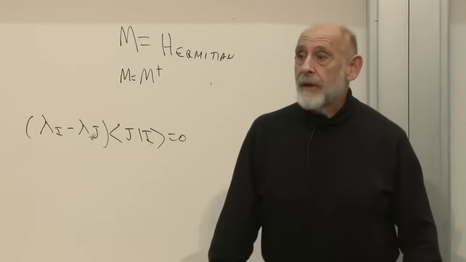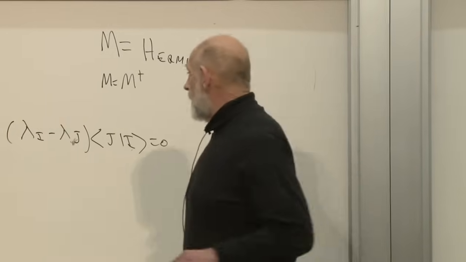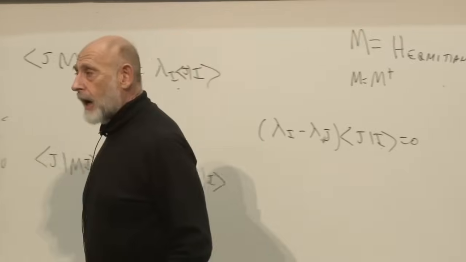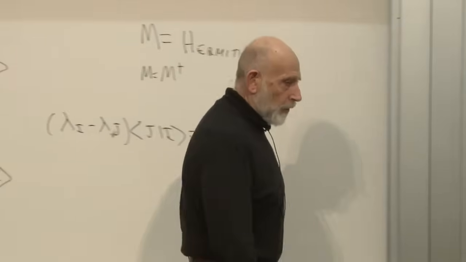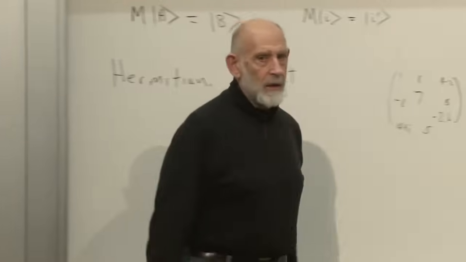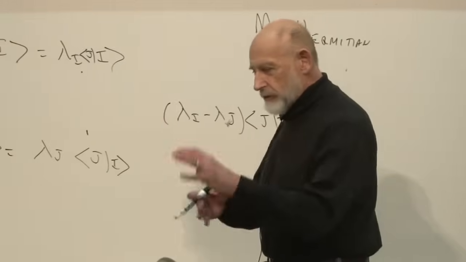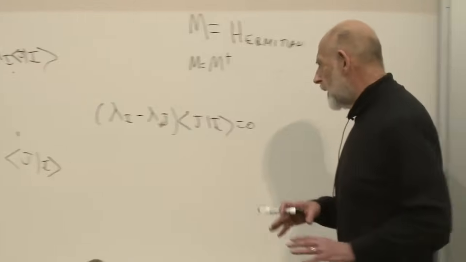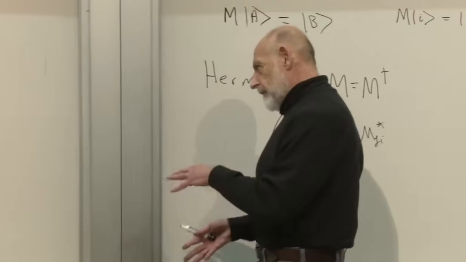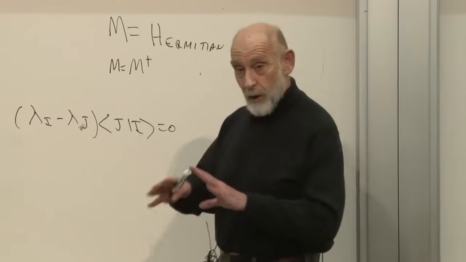So what does that mean? That means that I and J are orthogonal. So we now have a theorem. The eigenvectors of Hermitian matrices with different eigenvalue are orthogonal. Let's take the generic case where all of the eigenvalues are different. We can come back to what happens when some of them may be the same. That's not important right now. If all the eigenvalues happen to be different from each other, then all the eigenvectors are mutually orthogonal to each other.